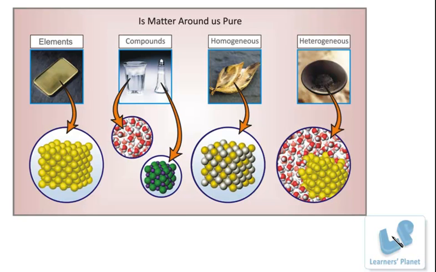So this is our second theory session for the topic Is Matter Around Us Pure? In the previous session we discussed matter, what matter is composed of. We discussed substances. We also discussed pure substances. Now this pure substance is further classified into elements and compounds. We have already discussed elements, the types of elements, that is the metals, non-metals and metalloids. In this session, we'll be discussing compounds.